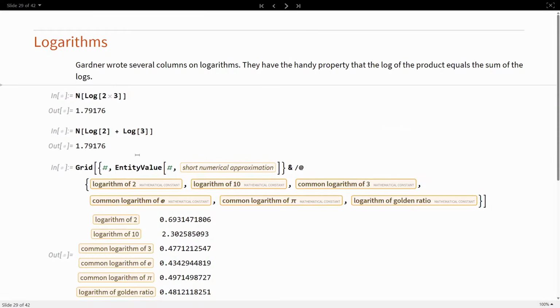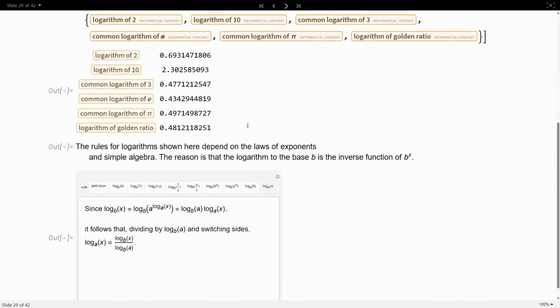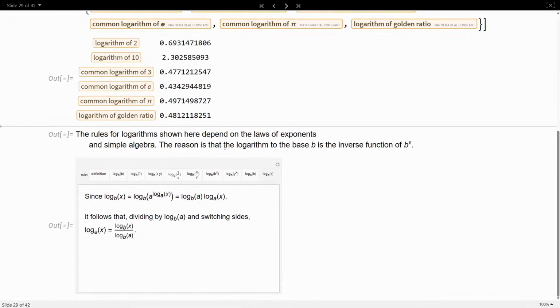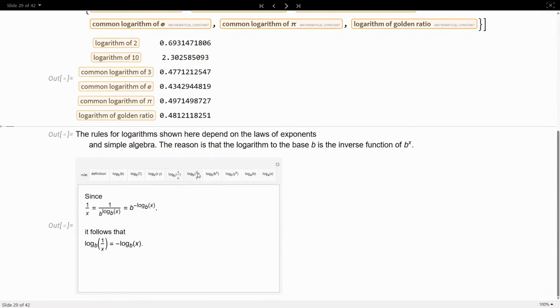Gardner also wrote about logarithms, and quite a few of the constants we have in our table are logarithms. So this is a short demonstration of the property of logarithms.